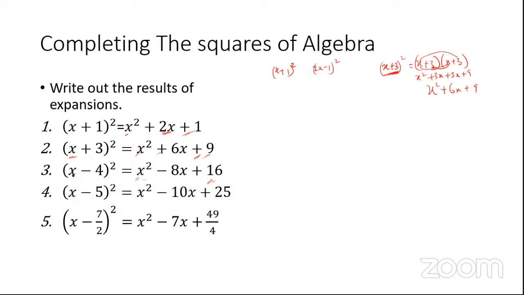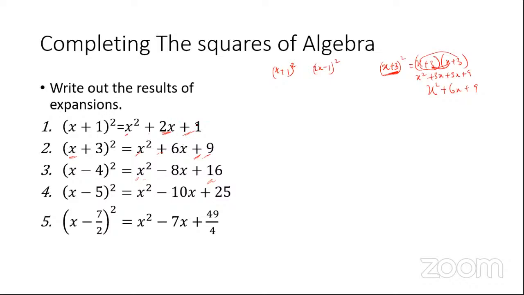The first number is what? X squared. The last number is what? 4 squared, 16. X squared, 5 squared, 25. X squared, 7 over 2 squared, 49 over 4. Now, how do we get the middle numbers?